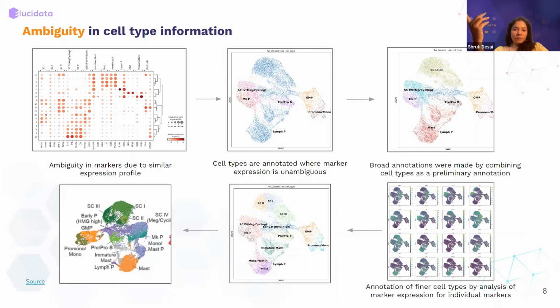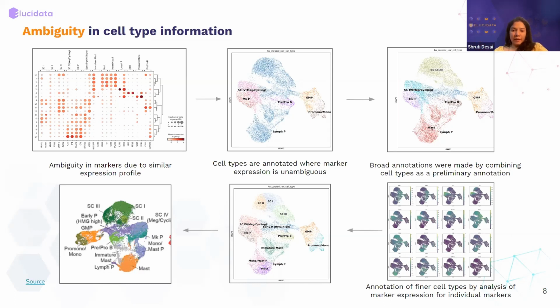So the first one is the ambiguity in the cell type annotation. What I mean by this is that the cell markers are not clearly demarcating the cell types.